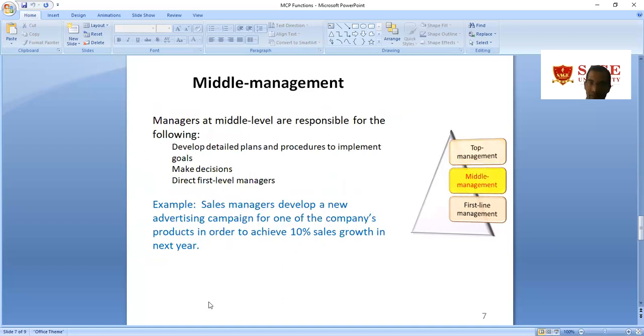Similarly, if you are from middle management, you have a different role to play. They develop detailed plans and procedures to implement goals, give directions, make decisions, and direct first-level managers. For example, a sales manager develops a new advertising campaign for one of the company's products in order to achieve 10% sales growth next year. So they set a goal for the company.